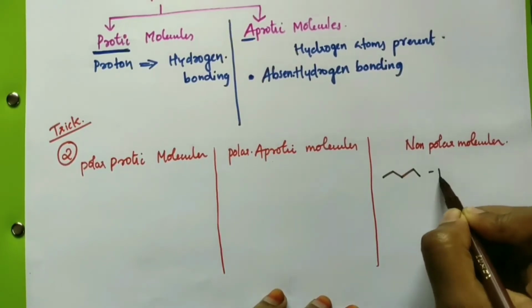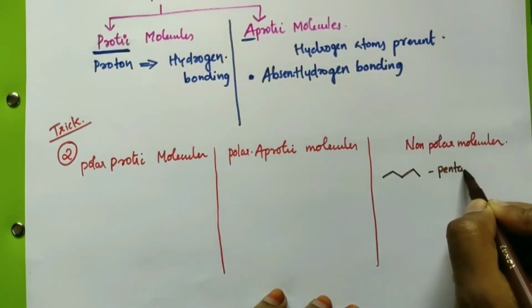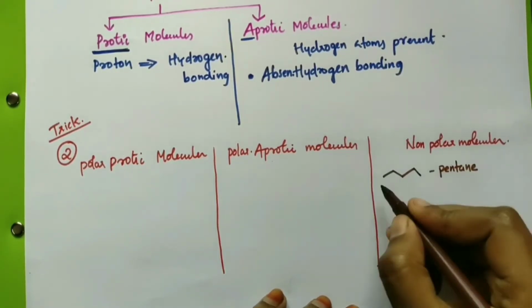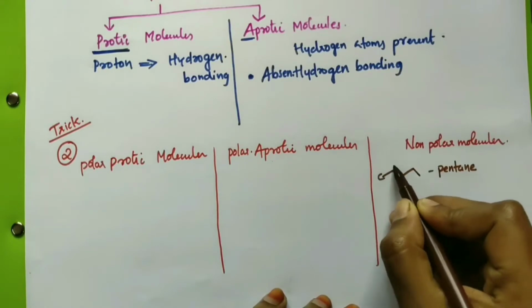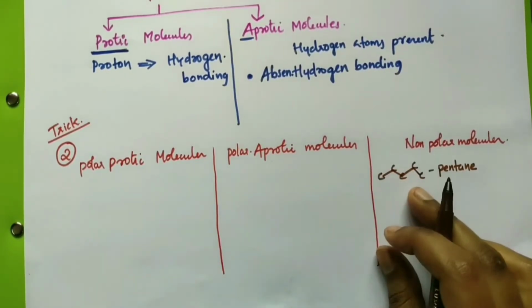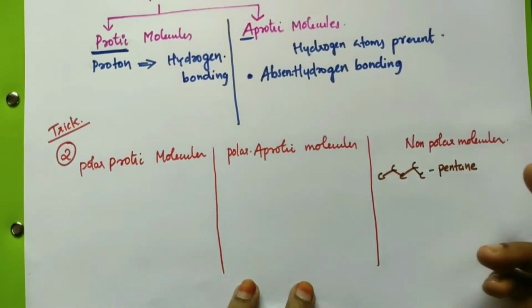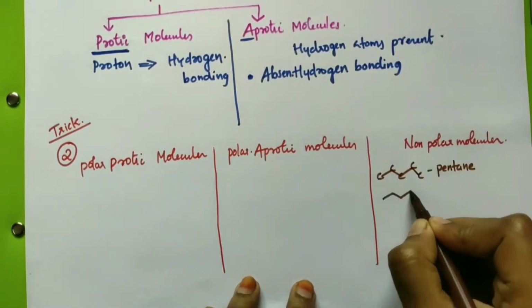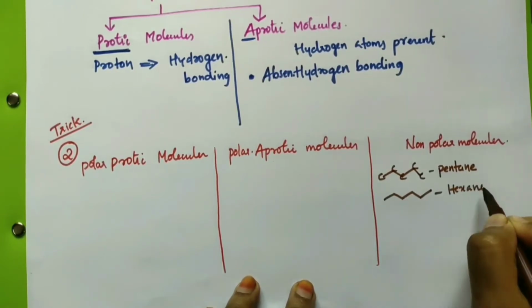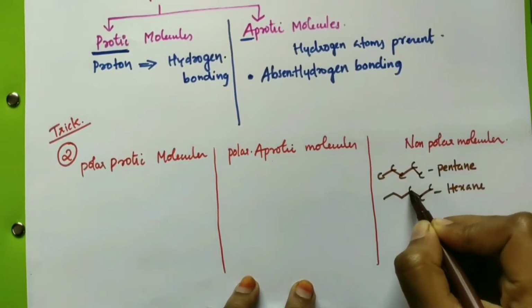I am starting with pentane. Pentane is a non-polar molecule. Why is this pentane? There are 5 carbons, therefore pent, and this is an alkane, therefore pentane. Now hexane. I just added one more carbon.